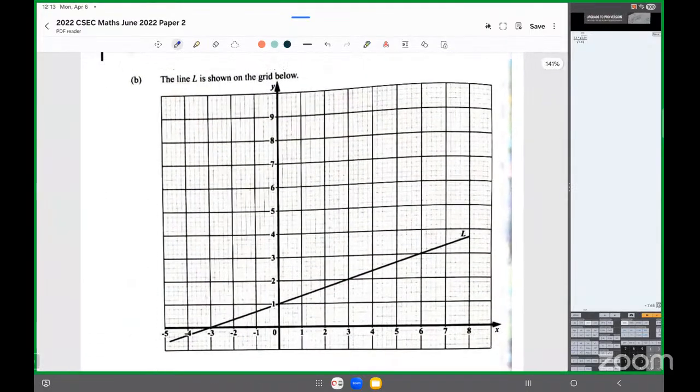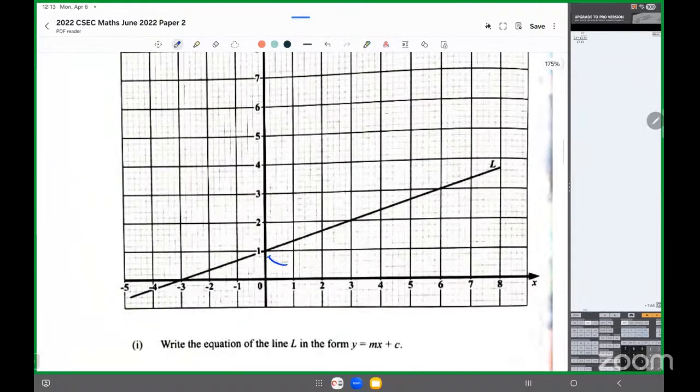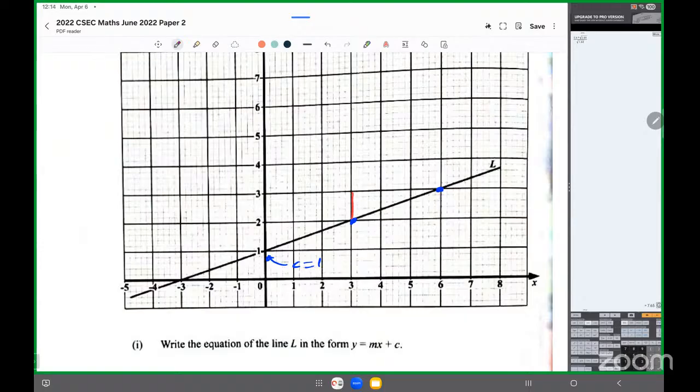Next question is this coordinate geometry. It says the line L is shown on the grid below. All right, so this is the line L. As you look at this line L, we can see that the c value is 1 and the gradient is rise over run. So we can maybe use these 2 points for the gradient, for example. This and this. From that to that, it's a rise of 1 and a run of 3. So run equals 3.